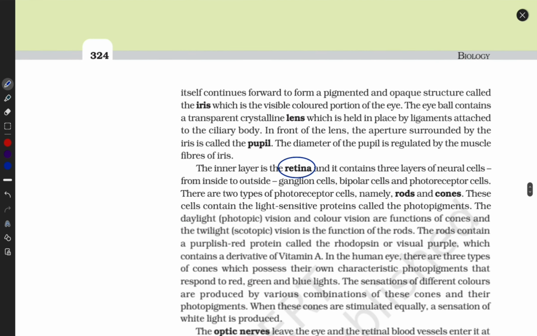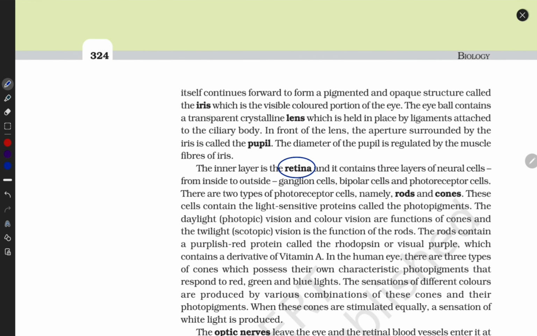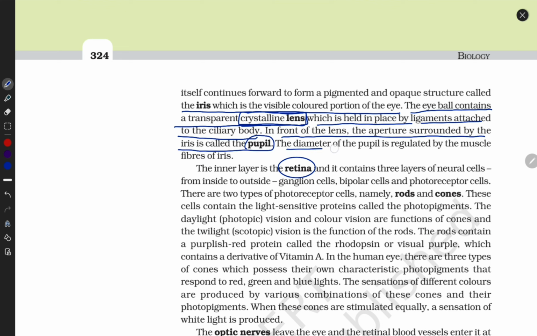Next, the iris, which is the visible colored portion of the eye. The eyeball contains the transparent crystalline lens. Which genes are responsible for lens formation? Alpha crystallin and PAX6. It is held in place by ligaments attached to the ciliary body, very fixed. In front of the lens, the aperture surrounded by the iris is called the pupil. The diameter of the pupil is regulated by muscle fibers of the iris.